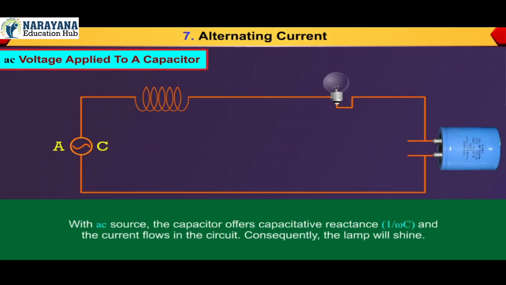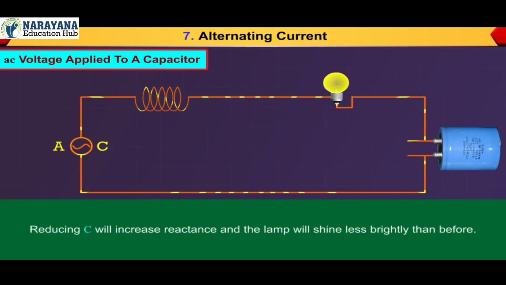With an AC source, the capacitor offers capacitive reactance 1/ωC and the current flows in the circuit. Consequently, the lamp will shine. Reducing C will increase reactance and the lamp will shine less brightly than before.